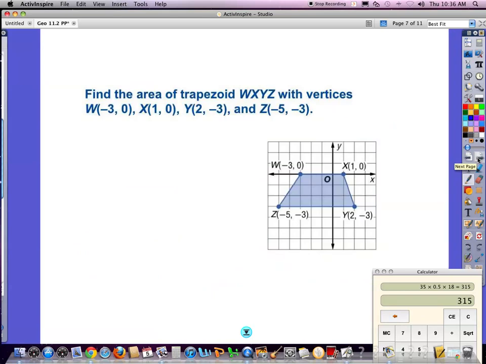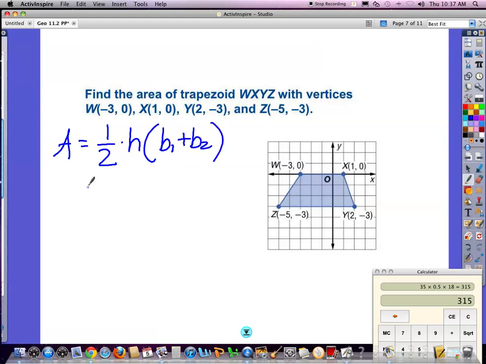All right, area of a trapezoid. What's the formula for that again? Test yourself. Could you write it down right now? Press pause, see if you can do it. Oh, you didn't press pause. Imagine that. It's 1/2 times the height times base 1 plus base 2.